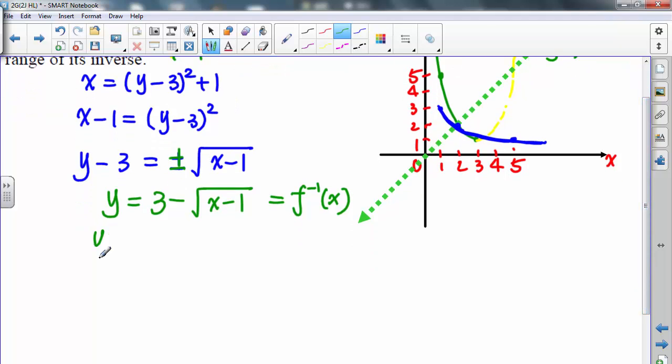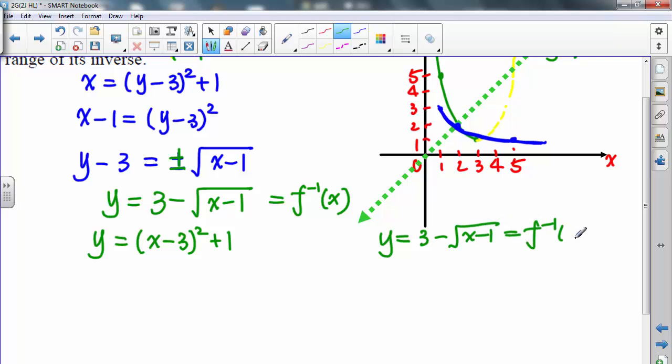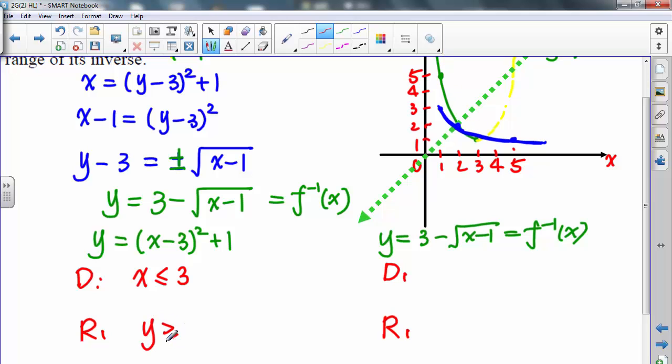Okay, so right now, I want to put down the original function here and the inverse function on the right side. I want you to find the domain and the range for both of these two functions. What is the domain for the original one? This one is given: x is less than or equal to 3. What is the range? Based on the graph, we can see the range is y is greater than or equal to 1.